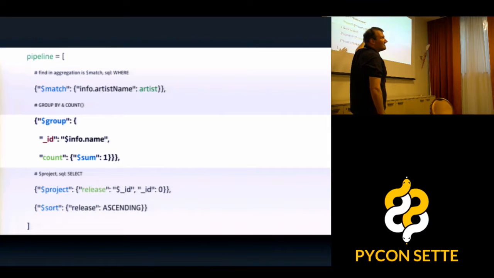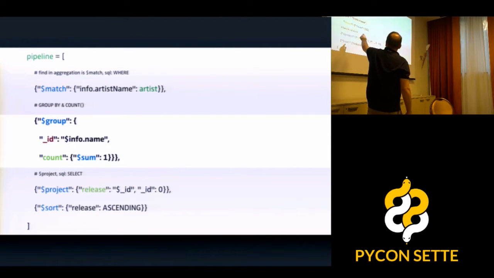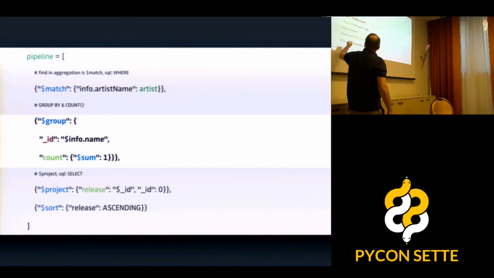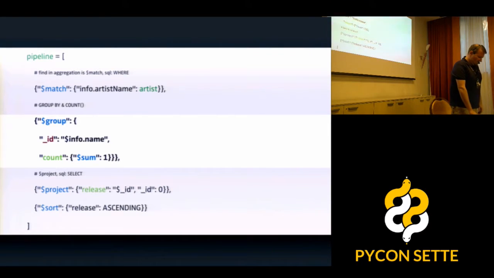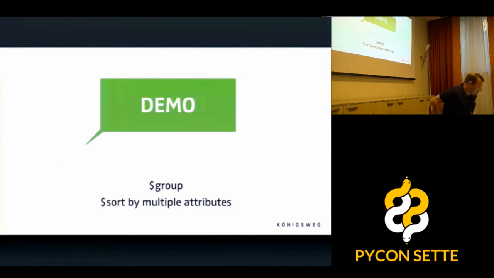1989. And we do this with a sum over 1, so we don't have a count in MongoDB. We do sum over 1. And let's just show you grouping and sorting by multiple attributes.